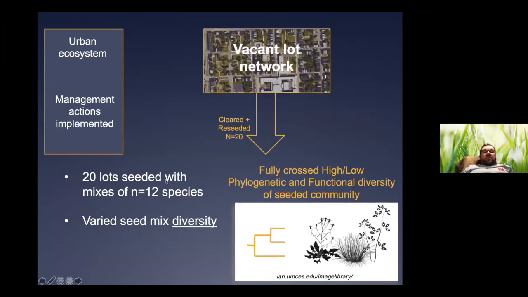So we had 20 lots seeded with mixtures of n equal 12 species. So we varied the seed mix diversity. We fully crossed high and low phylogenetic and functional diversity of the seeded community.